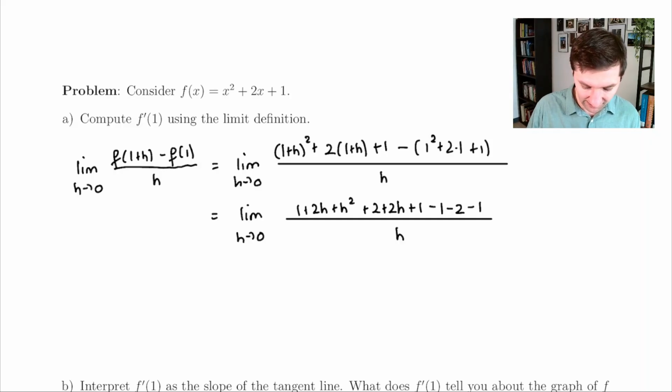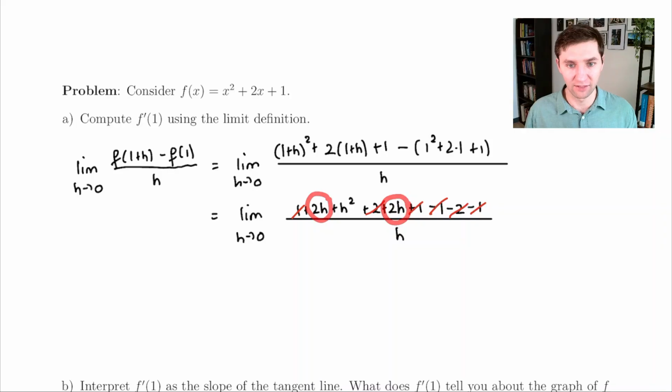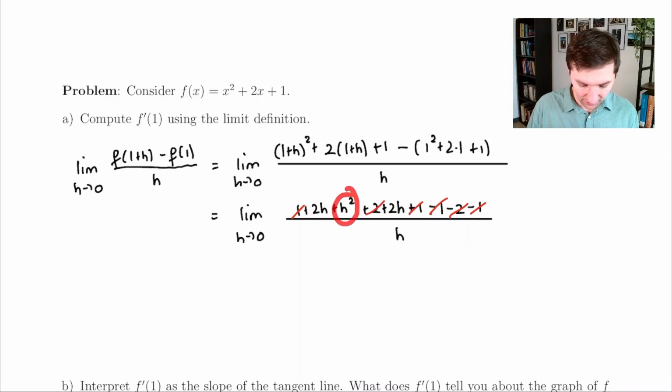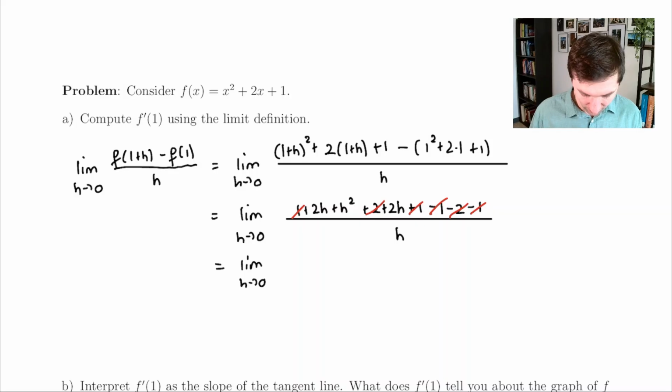A few things cancel. 1 and negative 1 go away. 2 and negative 2 go away. 1 and negative 1 go away. In the numerator, I also have 2h and 2h. That gives me 4h plus h squared in the numerator. So I get the limit as h goes to 0 of (4h plus h squared) divided by h.